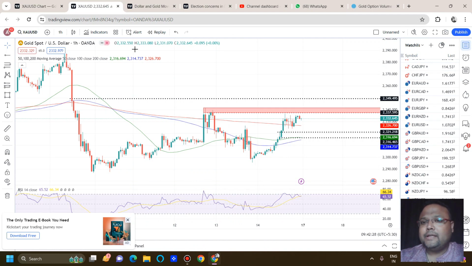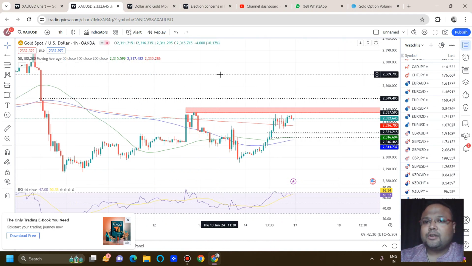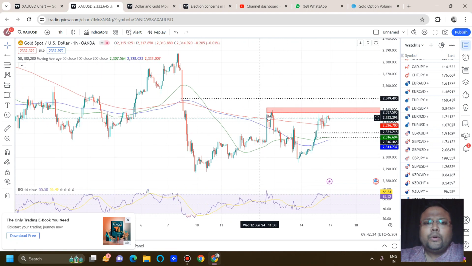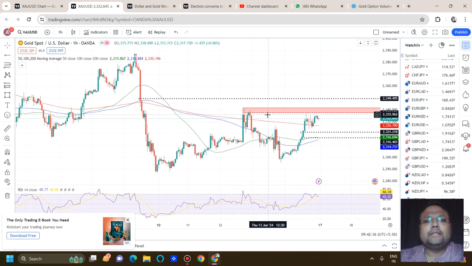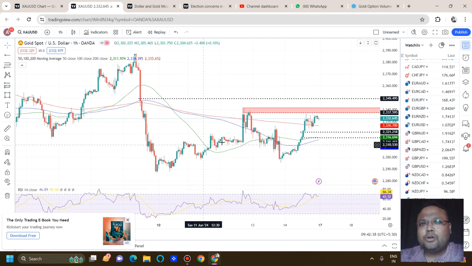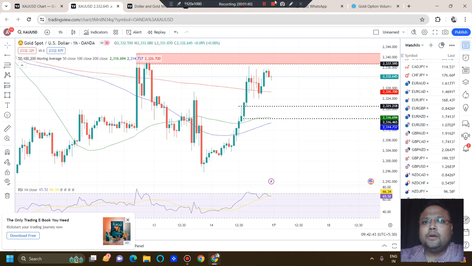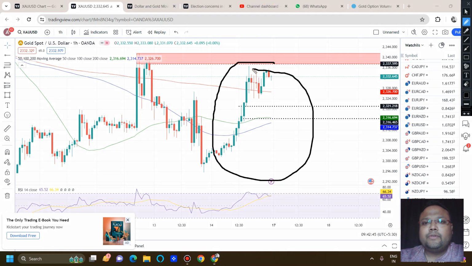Now let's talk about the chart of gold. Gold closed at 2332. And if we look at the overall chart of gold, we can still see the market is choppy. We do not have a clear up move. Yes, as a day trader, obviously we need to consider the present trend of the market, and this market was bullish and may remain bullish.